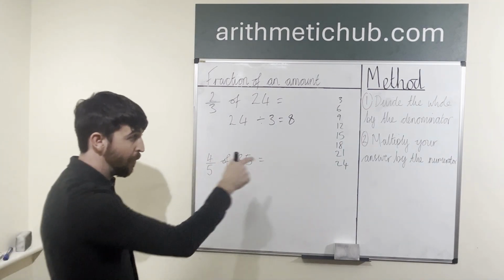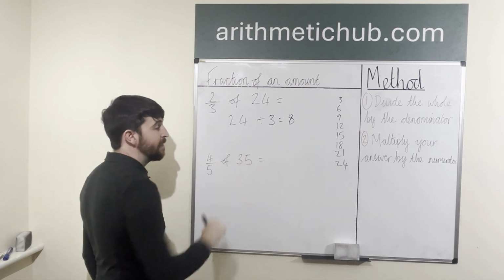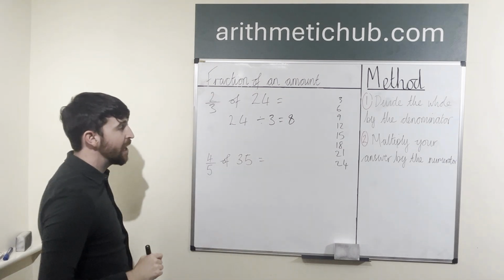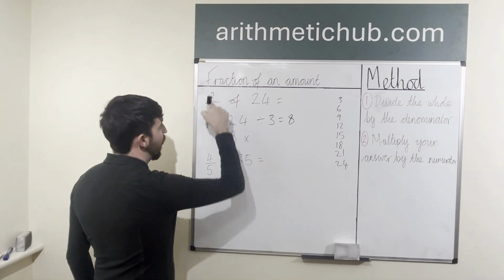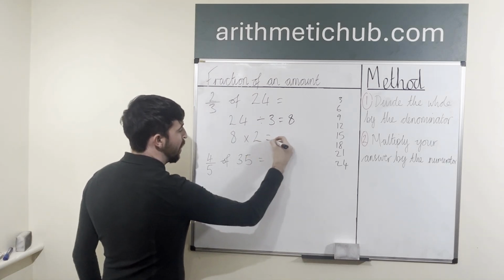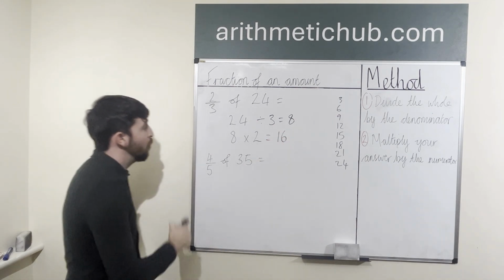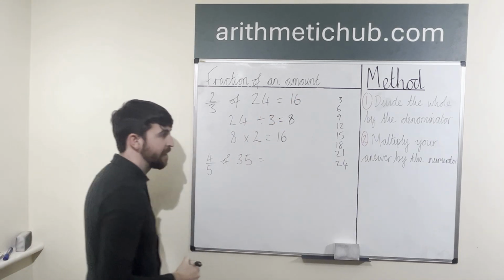The second part of the method says multiply your answer by the numerator. So my answer was 8. So what I'm going to do is multiply 8 by my numerator. My numerator is 2. So I would do 8 multiplied by 2. 8 times 2 is going to give me 16. So 2/3 of 24 is going to give me an answer of 16.